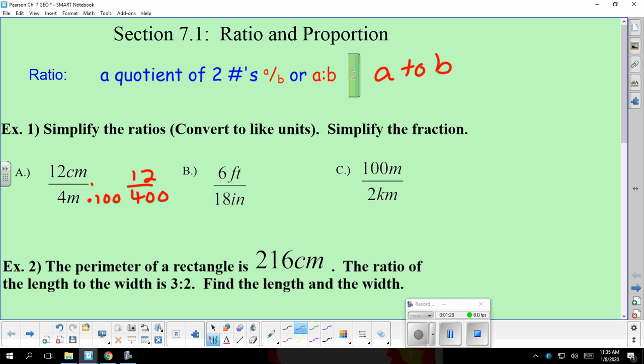So just like with simplifying any fractions, I need to think of something I can take out of the top and the bottom. What do 12 and 400 have in common? 2, but even bigger, they have a 4. I'm going to divide the top and bottom by 4, and I get a ratio of 3 to 100. And I prefer to leave my ratios in fractions.